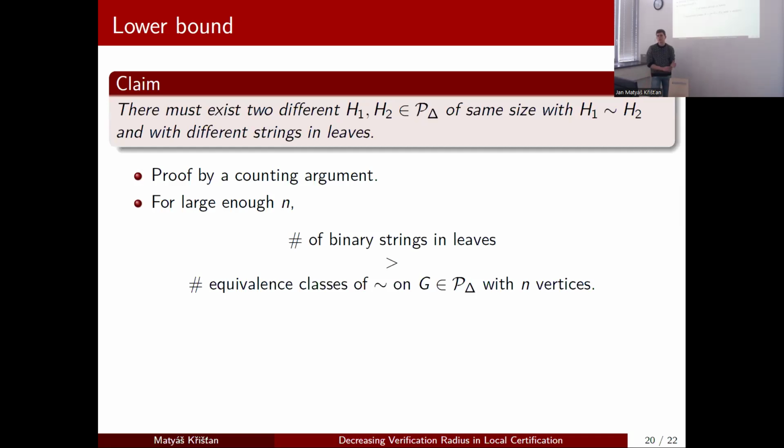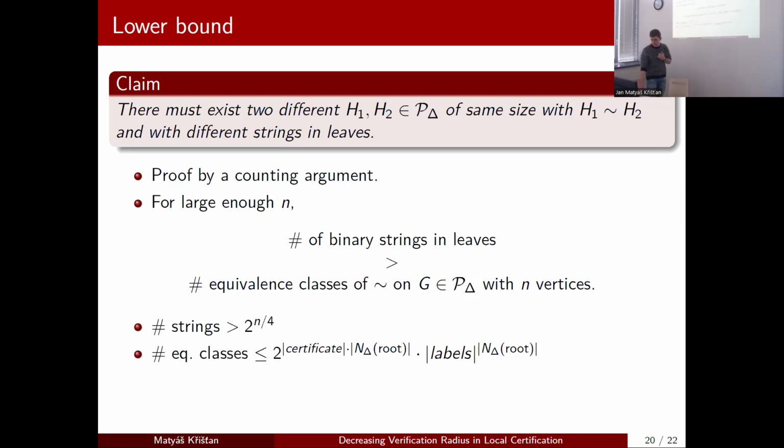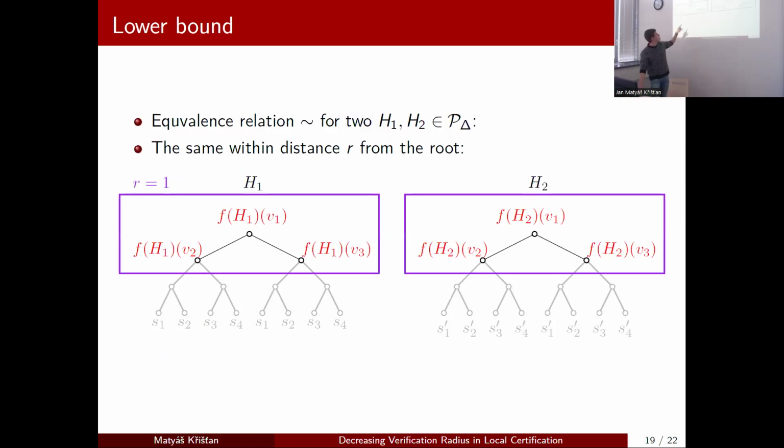And then we just want to show that there will be two instances that have different strings in their subtrees, but they are in an equivalence relation. And that comes down to a counting argument. So we know that the number of strings in the left subtree is at least this, because the left subtree is at least a quarter of the node. And we show an upper bound on the number of equivalence classes, and that's basically the number of different strings which can appear in this top part.